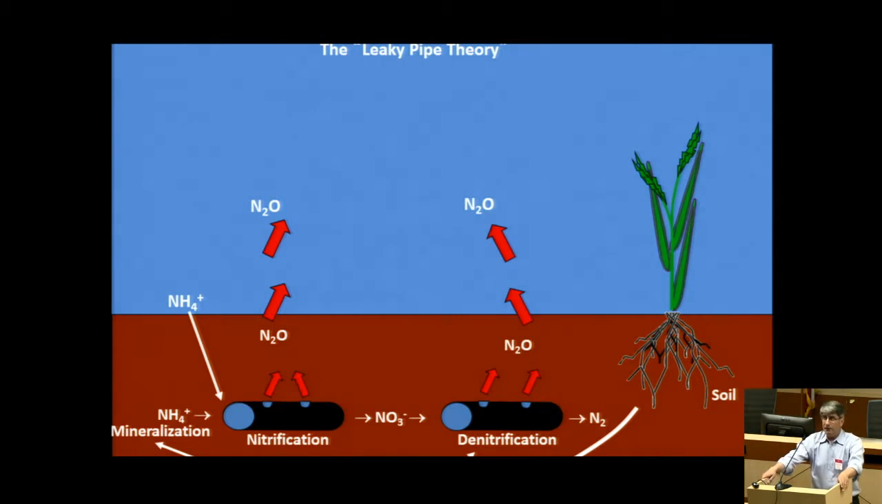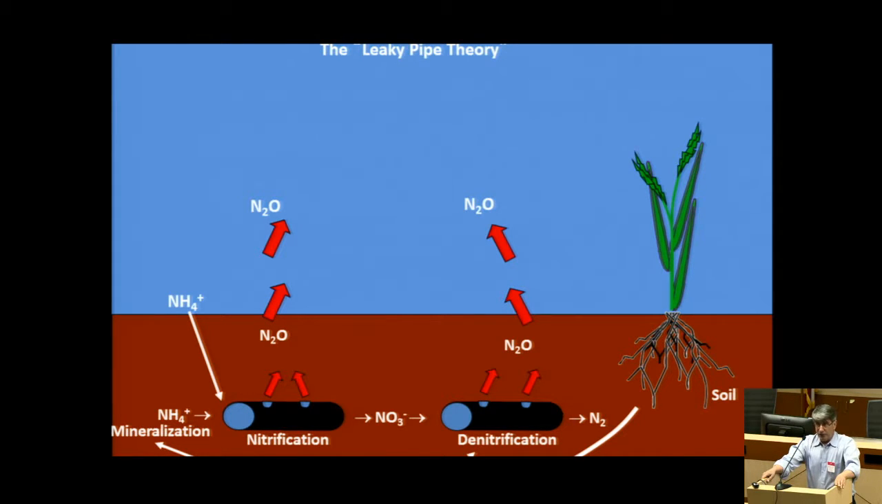In the 1980s, I think Mary Firestone and Eric Davidson from UC Berkeley came up with this leaky pipe theory. That is a conceptual model of nitrous oxide production and emissions. It is based on nitrogen transformation. So ammonium is added to the soil, or if it's mineralized, it goes through this nitrification pipe to produce nitrate. And in the process, some N2O is emitted, and then under anaerobic conditions, nitrate is reduced to atmospheric nitrogen, and during this process also nitrous oxide is produced.